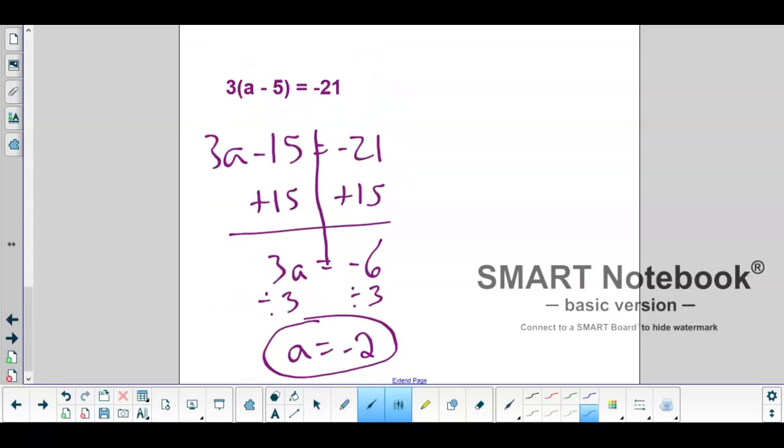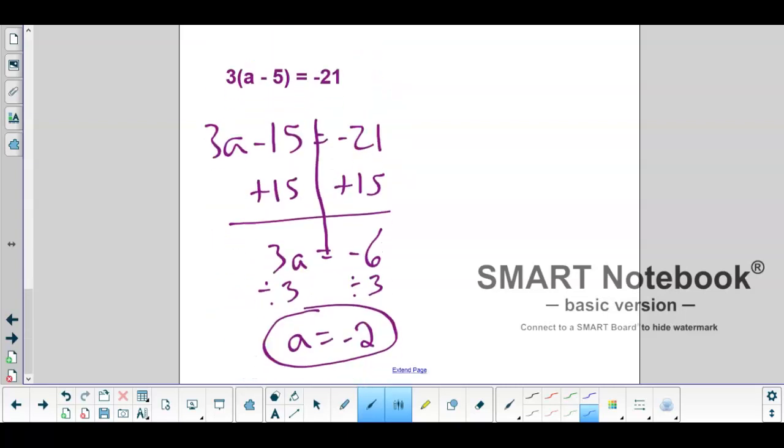And then our final example here where we had 3 times the quantity of a minus 5 is equal to negative 21. Again, I did my distributive property, got 3 times a, 3a, 3 times negative 5, negative 15. The whole thing still equals negative 21. Broke my equation into a left side, right side, located that variable and got rid of my minus 15 by adding 15 to both sides. Negative 21 plus 15 gave me negative 6. 3 times a is equal to negative 6. Divide each side by 3. Negative 6 divided by 3 gave me negative 2. a is equal to negative 2.